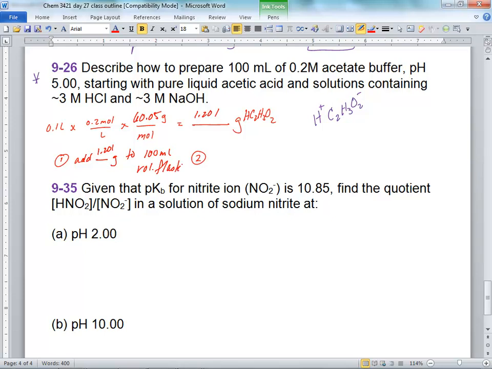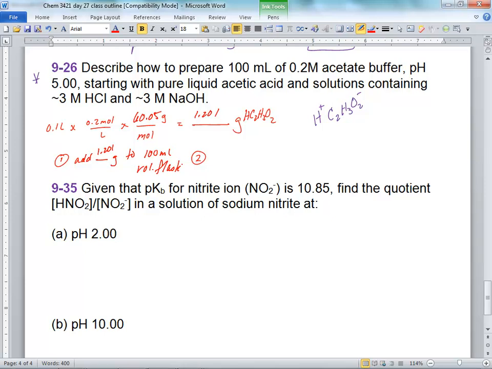Okay. So add about 1.201 grams to a 100 ml vol flask. Add maybe, Albert, how much water? What would you do? Add maybe, you don't want to do 100 because, you know, in later steps you have to adjust the pH.